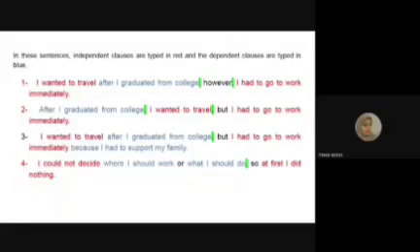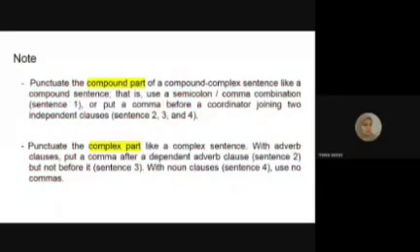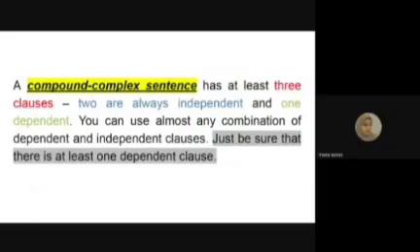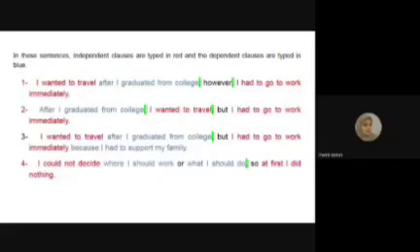So we said for a compound complex sentence, as we said before, there should be at least three clauses. Two are always independent and one is a dependent clause. So you can see here, for the first sentence, we have two independent and one dependent. For the second example, we also have two independent and one dependent. For the third example, we have two independent and two dependent clauses.